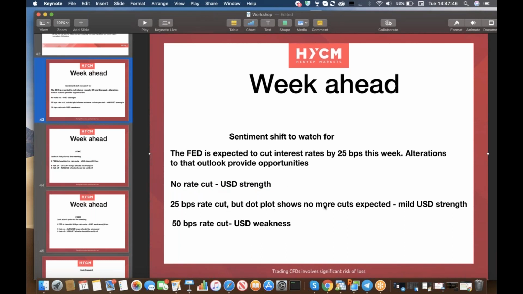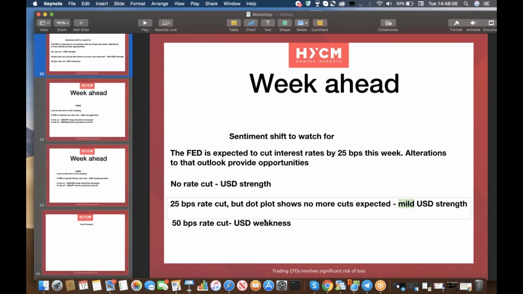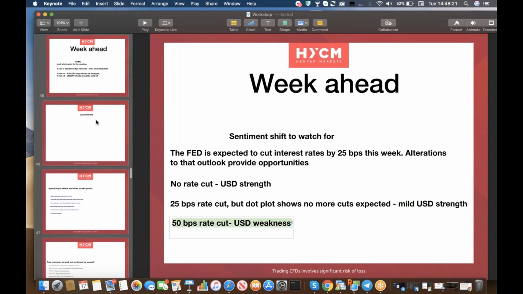If there's a rate cut but the dot plot shows no more cuts expected, expect mild US dollar strength. And if we get a 50 basis point rate cut, then expect US dollar weakness. That would obviously be a surprise. And if we got US dollar weakness, that's when we'd see the gold market really take off, Sammy. So that would be a real strong buy. You'd see a lot of buyers coming into gold on a 50 basis point rate cut.